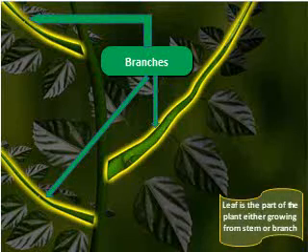Leaf is the part of a plant which either grows from a stem or the branch. Here in the picture there is a branch of a leaf given from where various and different leaves are attached.